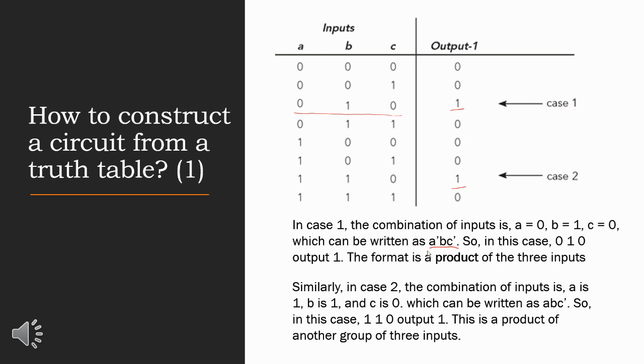So in this case, 0, 1, 0 output 1. The format is the product of the three inputs. Similarly, in case 2, the combination of inputs is A is 1, B is 1, and C is 0, which can be written as A, B, not C. So in this case, 1, 1, 0 output 1. This is the product of another group of three inputs.